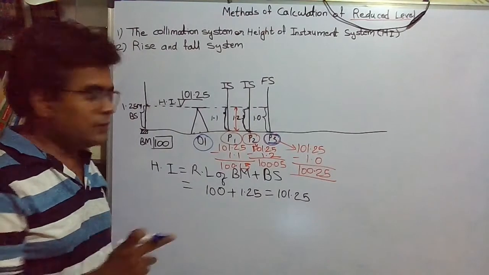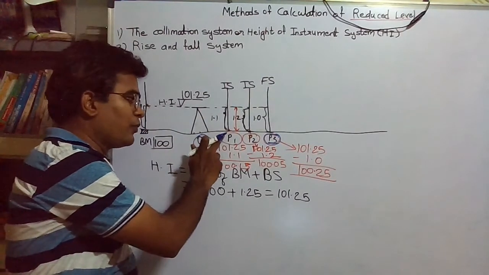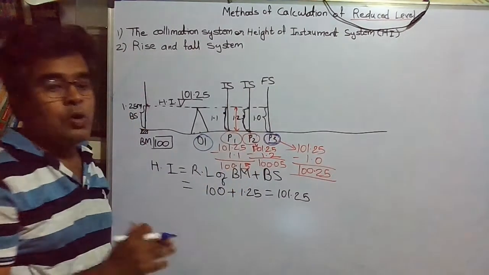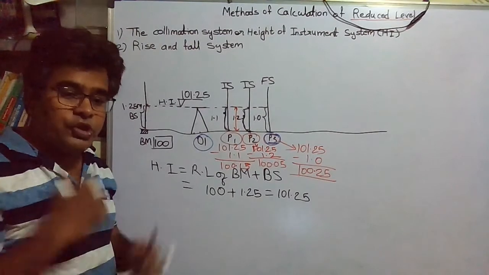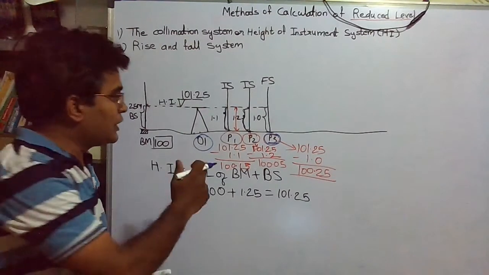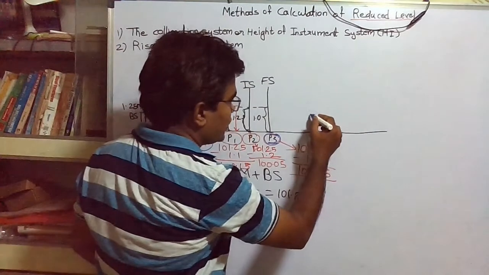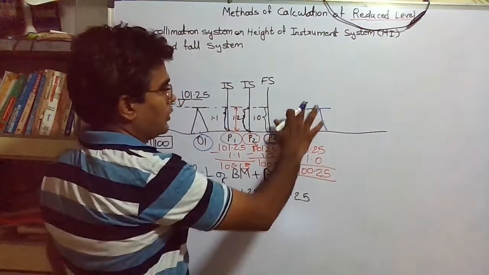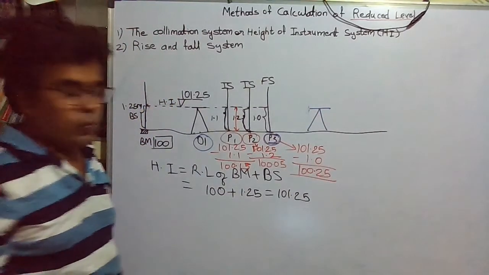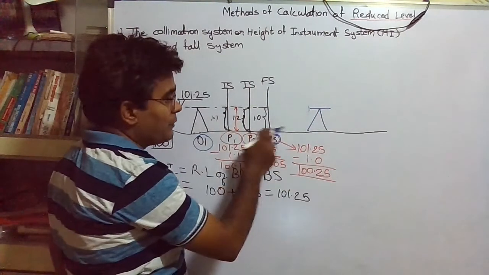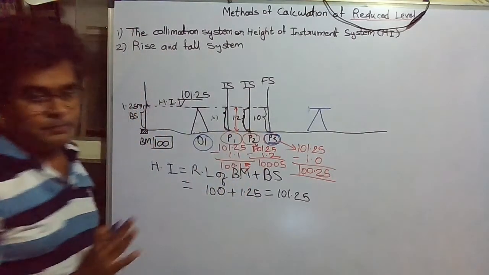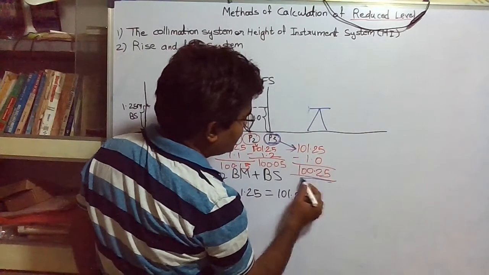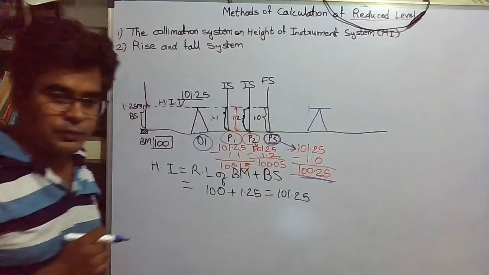Got it? Means with the setup at O1, we have found the readings at P1, P2, P3. After P3, we have to change the position of the instrument. So after point P3, we are shifting the instrument to another location. Suppose we are shifting the instrument here. We are shifting the instrument, but we are keeping the staff at the same location because we know the RL of this point P3, 100.25.